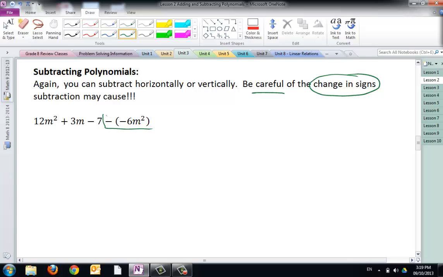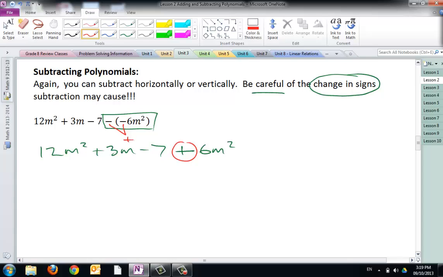This portion of the expression here, I am subtracting a negative 6m squared. And when you subtract a negative, we know that that is the same as adding the positive. So I could rewrite this as 12m squared plus 3m minus 7 plus 6m squared. And that plus sign comes from the fact that I am subtracting a negative. That means that I am adding.